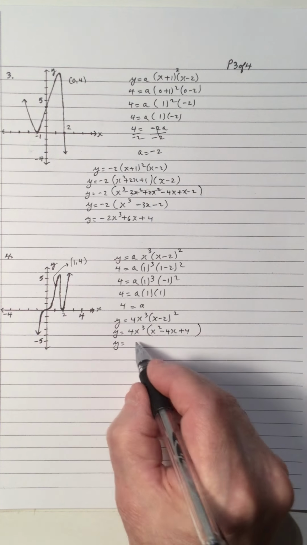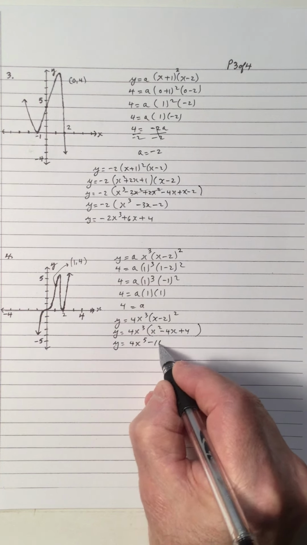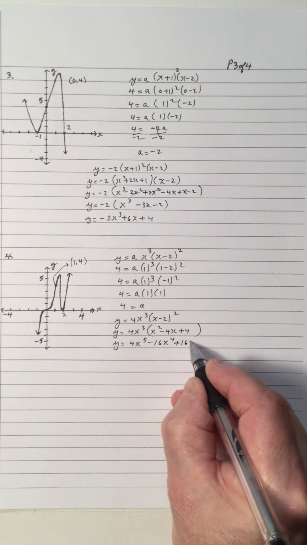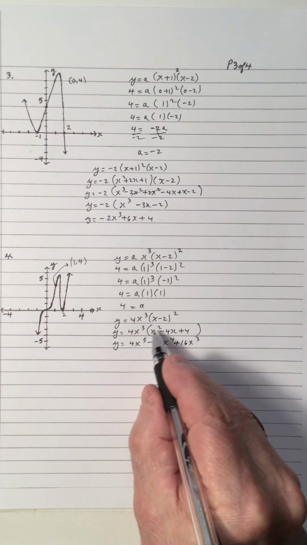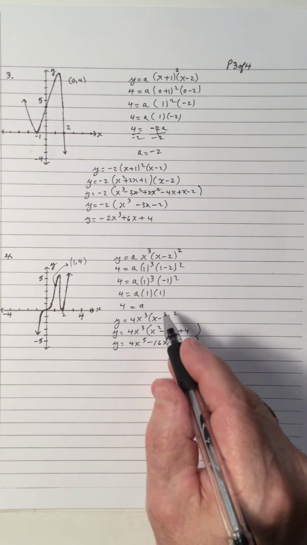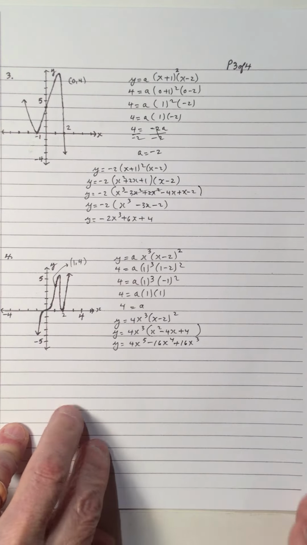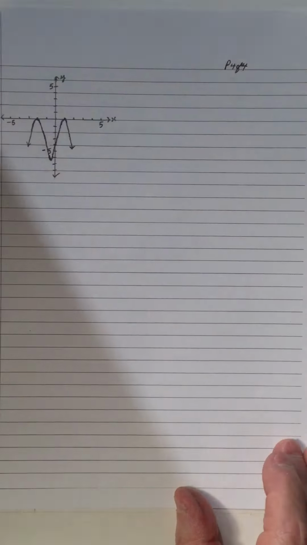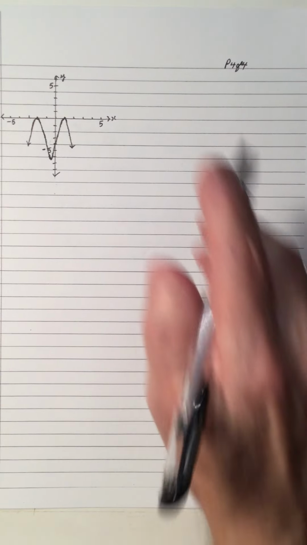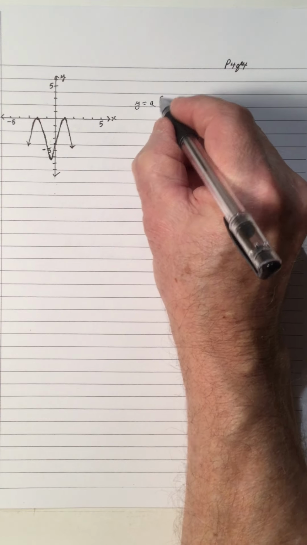And now we take the monomial times these. We get 4x to the 5 minus 16x to the 4 plus 16x cubed. Remember, when you multiply an exponent, you add. And this is the factored form. This is the general form representing that graph. And one more to do. And again, the general form here, factored form.